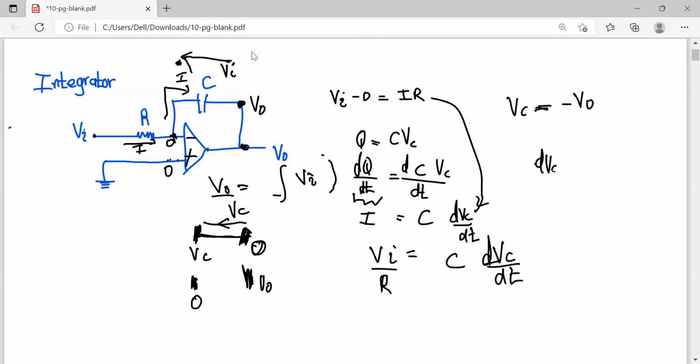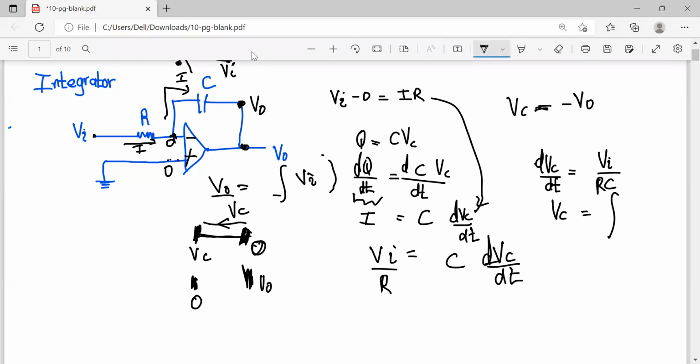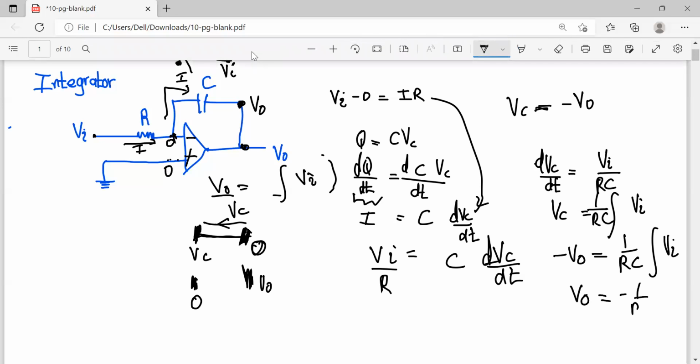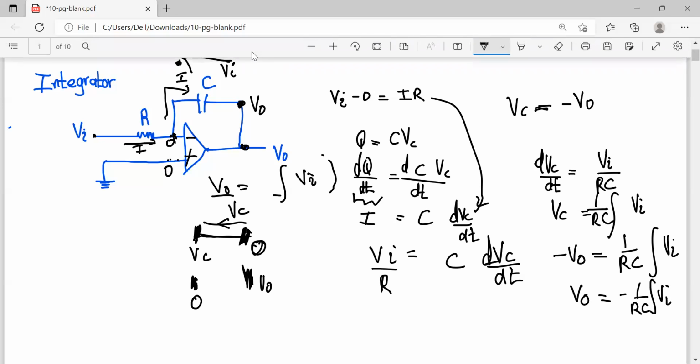So dVC by dt is going to be equal to Vi divided by RC. So if you integrate it on both sides, you are going to get VC equals the integration of Vi. Anyhow, the 1 over RC is a constant, so you can put it like there. And VC, actually we have proved that VC is going to be equal to minus V naught. So you can write it like this. And if you put this V naught, you are going to get minus 1 over RC integration of Vi. So this is the thing.